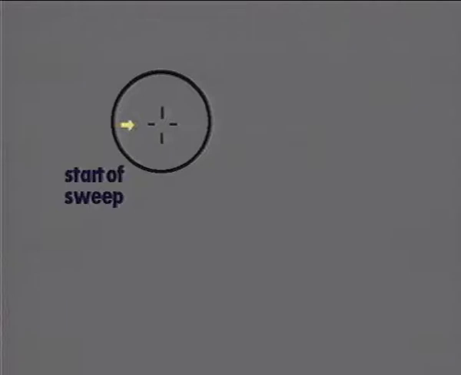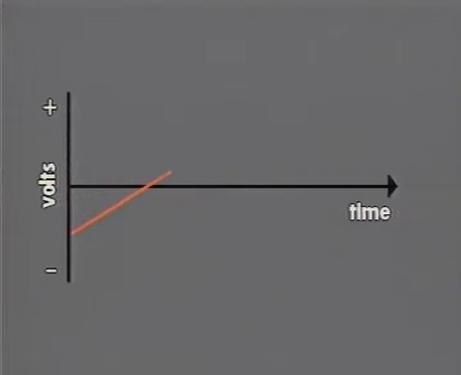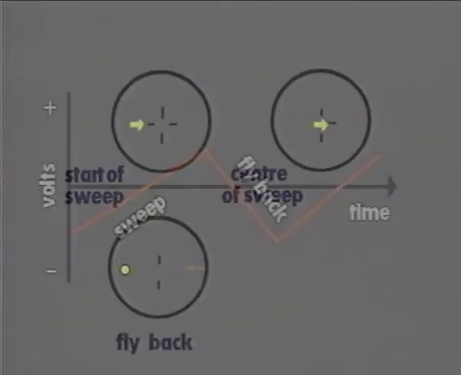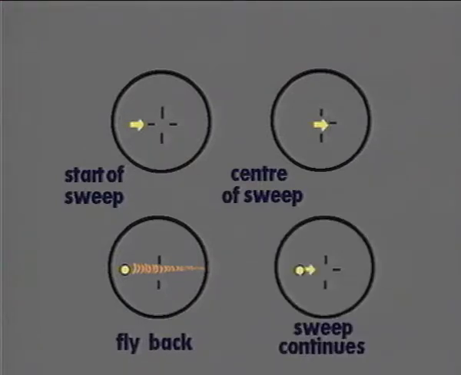If the potential difference across the X plates is increased steadily, the spot moves across the screen at a constant speed. This is done by applying a potential difference which increases smoothly and then suddenly decreases. This is called a sawtooth potential difference. On the sweep, the spot moves at a constant speed across the screen to the right, and then the spot moves quickly back to the left of the screen.